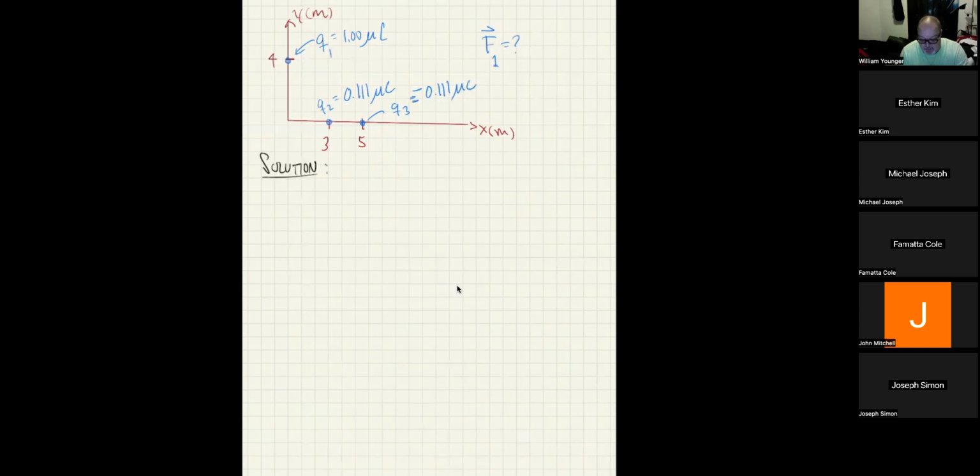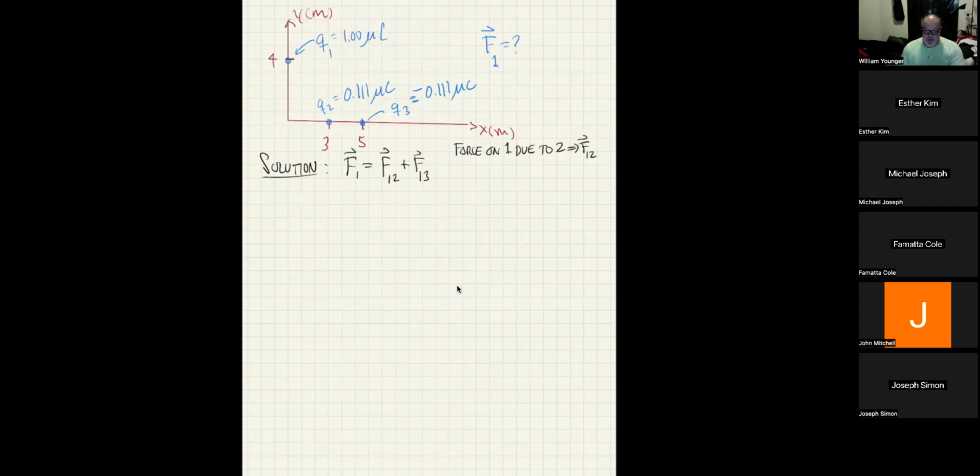We know that the force on 1 has got to equal the force on 1 due to 2 plus the force on 1 due to 3. So again, notice the reading of that. Force on 1 due to 2, force on 1 due to 3. So that's the nomenclature I'm using.